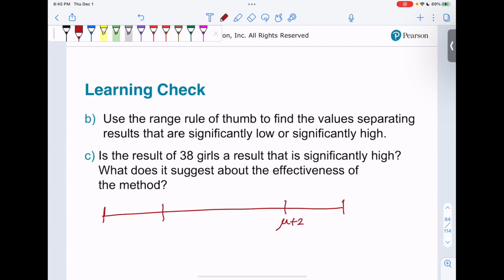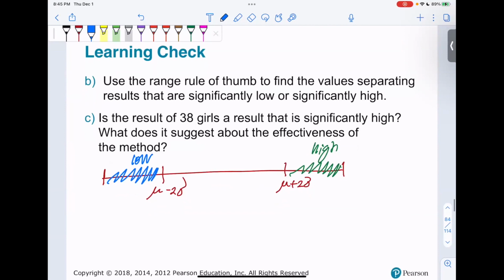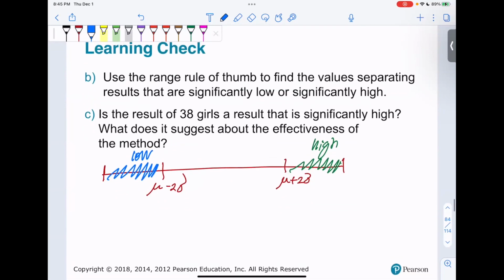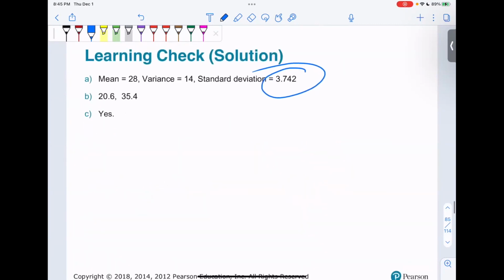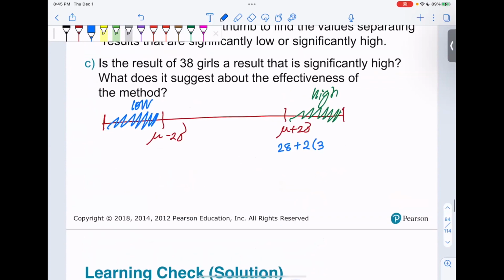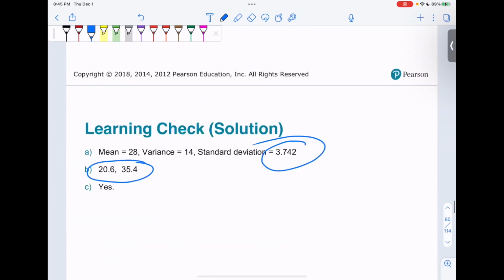Mu plus 2 sigma and mu minus 2 sigma. Values here are significantly high, and values here are significantly low, right? So now we have this value, those values will be mu, which is 28, plus 2 times sigma, which we got, I believe, 3.742, and here the same, 28 minus 2 times 3.742.